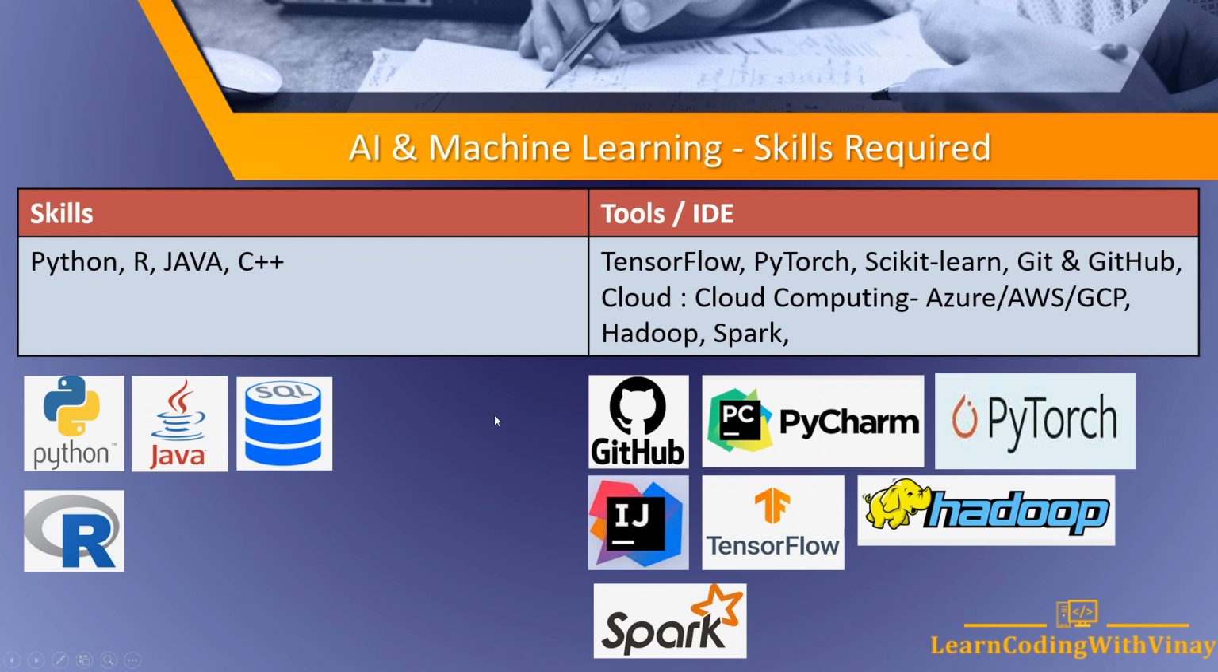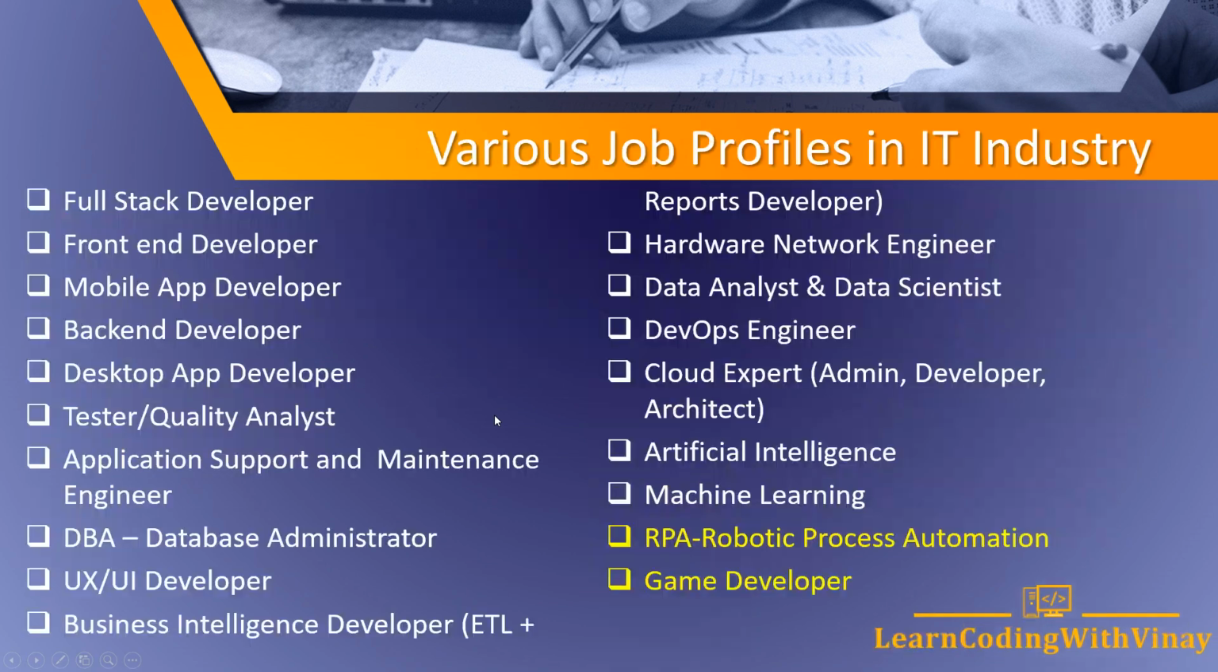And let me move to the next screen now. So that's it about AI and ML. In the next video, we will discuss RPA, robotic process automation, and game development. And with that, we will be ending this video series. So see you in the last video. Thanks a lot, guys. Thanks a lot for watching the video.